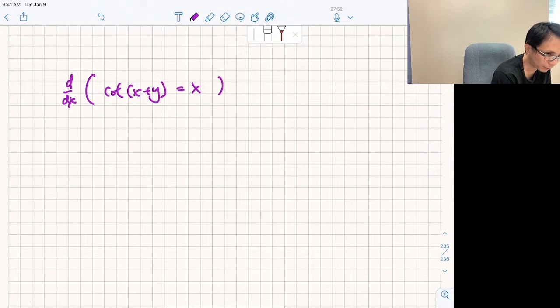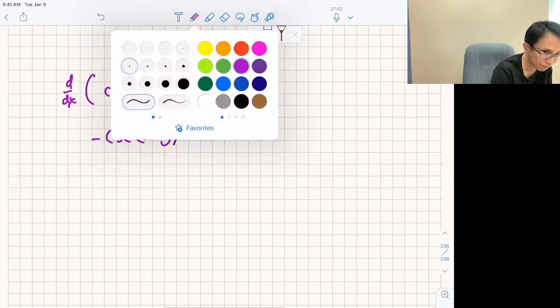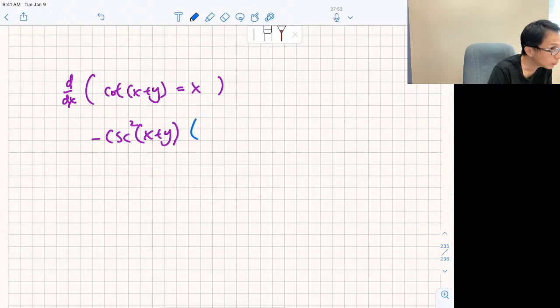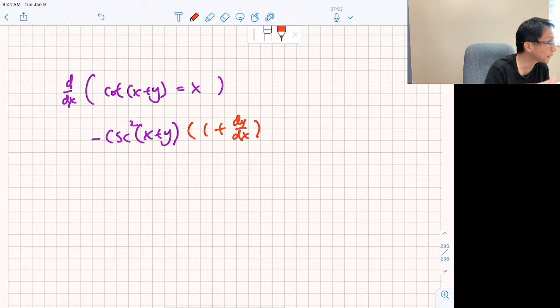Sorry. If I take the derivative of cotangent of x plus y, then I'm going to get what? Negative csc squared of x plus y, right? What else? It should just be dy/dx. No. Yeah, 1 plus dy/dx. There was a chain rule, right?